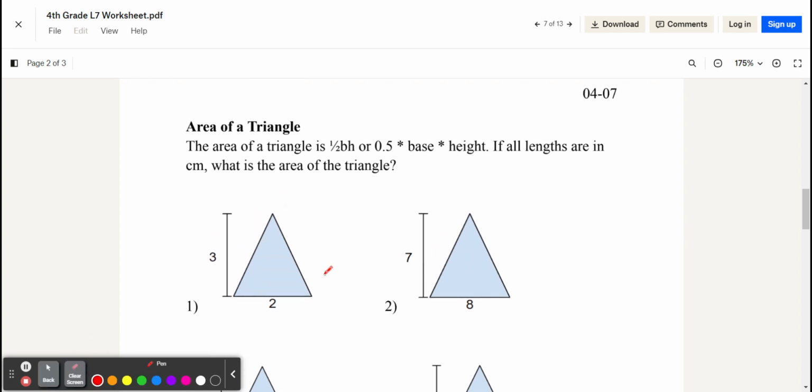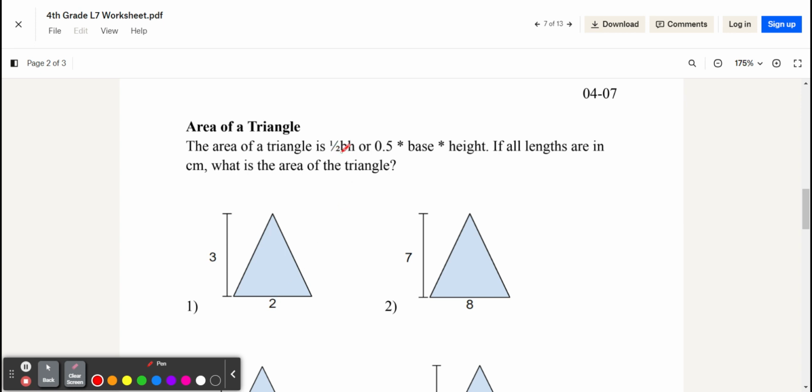Moving on, we have the area of a triangle. The area of a triangle is 1/2 base times height, or 0.5 times base times height. If all lengths are in centimeters, what is the area of the triangle? So here we have 3 as the height, 2 as the base.